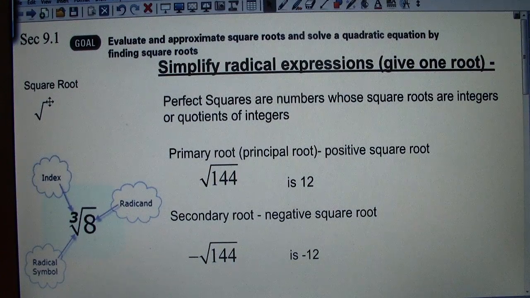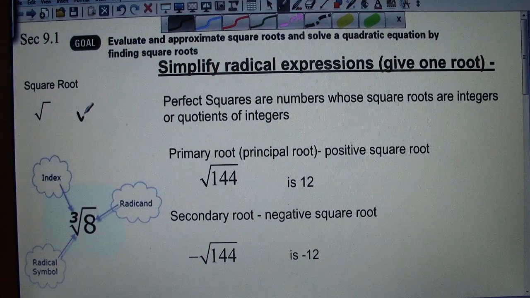This is called a square root symbol. Well, we say a square root symbol because if there's nothing in this caret here, then that means we're undoing a square. If there were a number in the caret or the radical symbol, like a 3, then we would be undoing a cube. This would be a cube root.